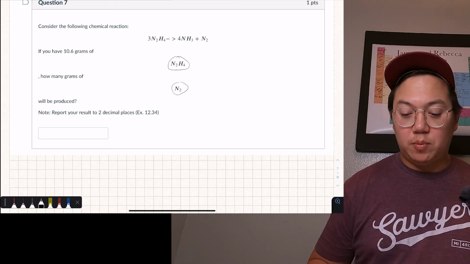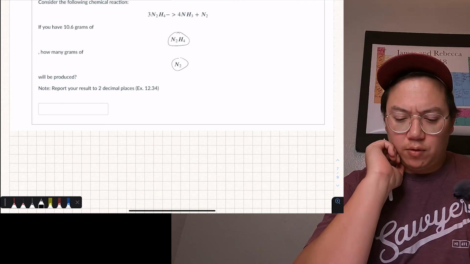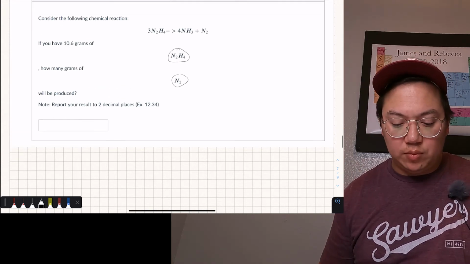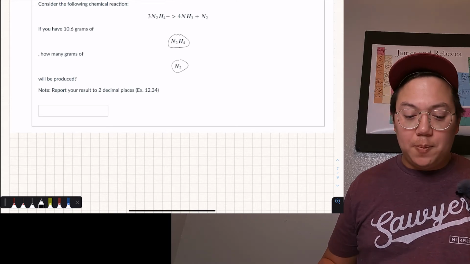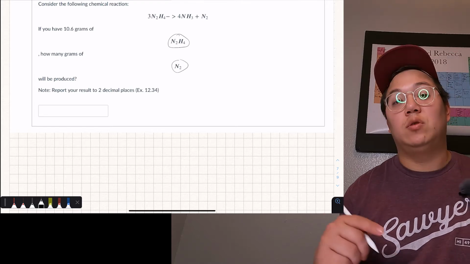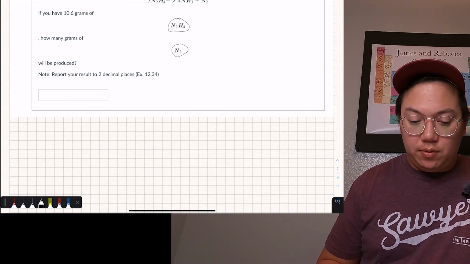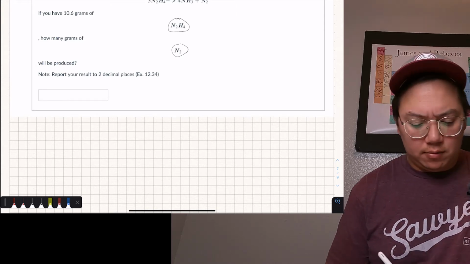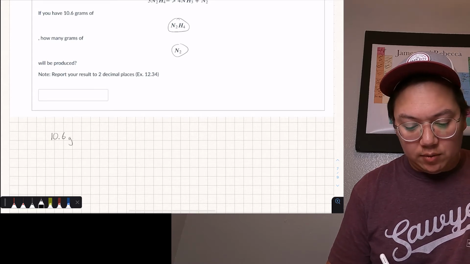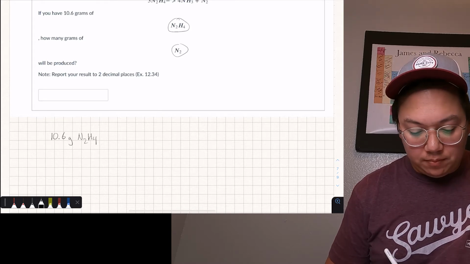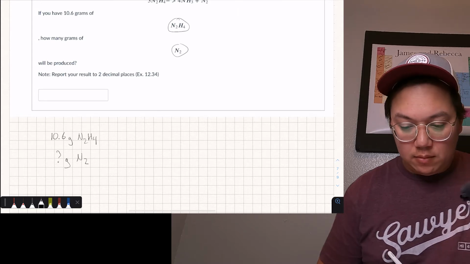This is again one of those problems where we are looking for multiple things within a problem. So this is really testing whether or not you know how to do stoichiometry, or this process of converting from grams to moles back to grams. So the first thing that we need to do is write down what we have. So we have 10.6 grams N2H4, and then we want to know the number of grams of N2.